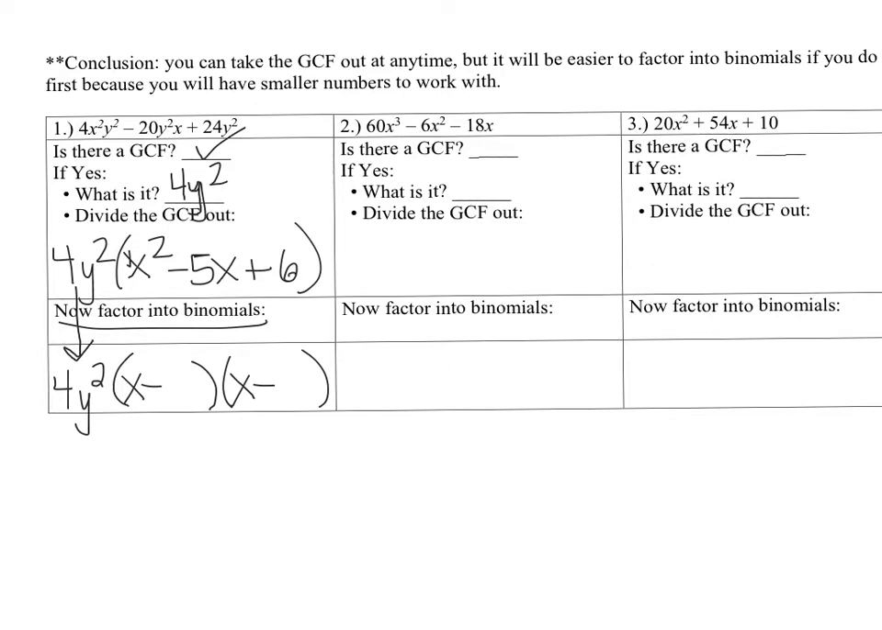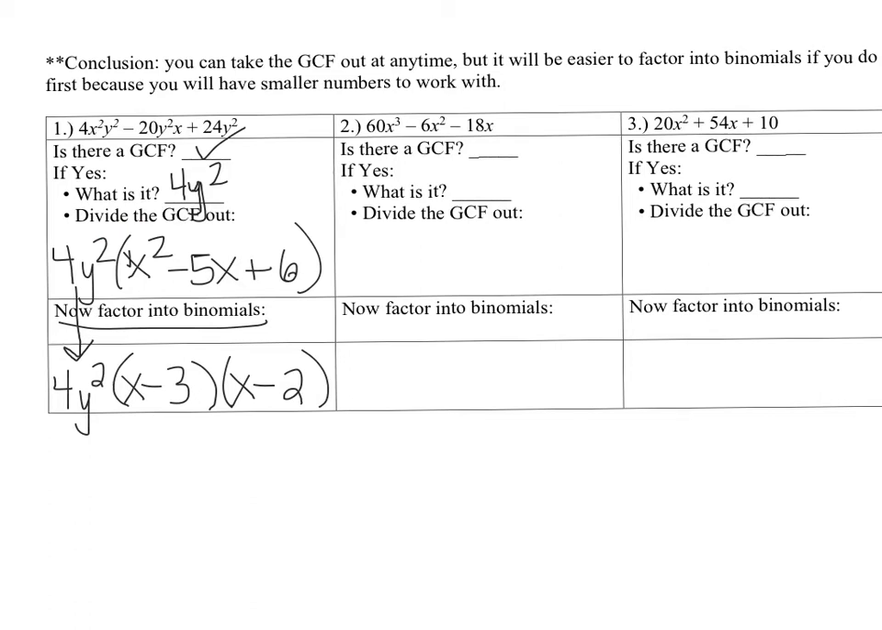So the way to break up the 6 is the 3 times 2, right? Because 3 times 2 is 6, but now my inners, this gives me negative 3x, negative 2x, which gives me negative 5x. And then if I were checking, I would take this, I would distribute it in, and that will bring us back to that. Okay? Let's do the next one together.